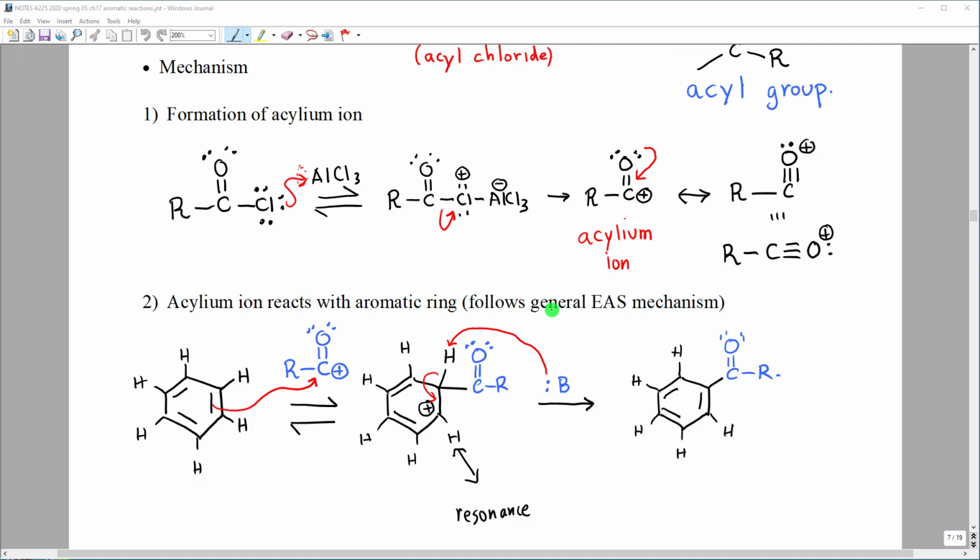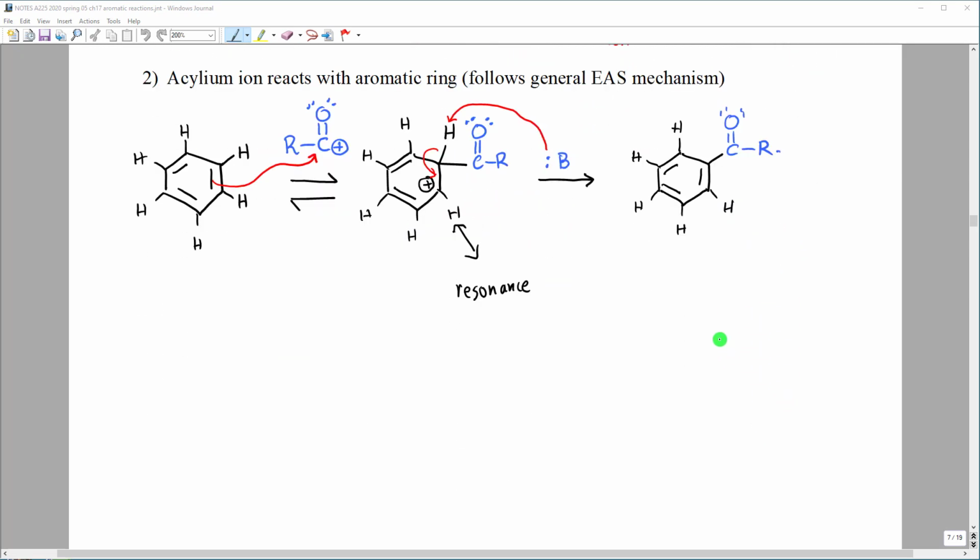Following then our normal general electrophilic aromatic substitution mechanism, the pair of electrons from the benzene ring would come out. It would make a bond to the positively charged carbon. Again, we would lose our aromaticity. A base would remove a hydrogen. A pair of electrons would flow back down into the ring to regenerate the aromatic ring with the acyl group attached.